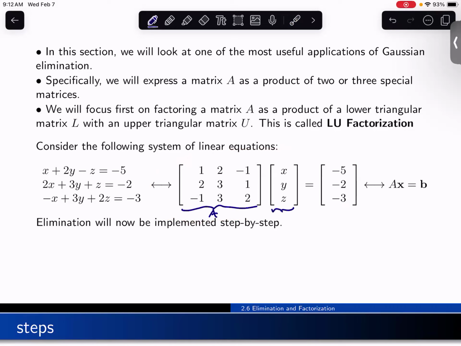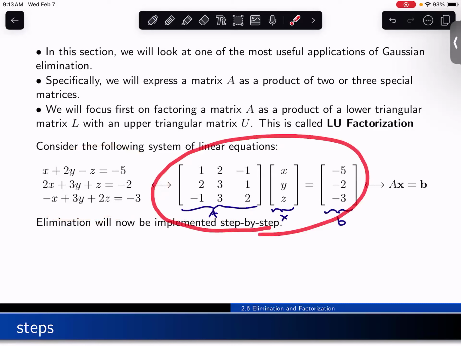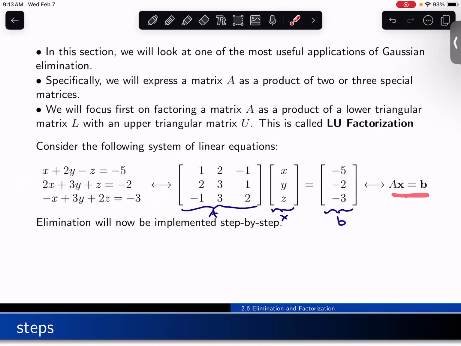This 3x1 vector is going to be our X. And then this is going to be equal to this 3x1 vector B. So this linear system of equations really can be expressed as this matrix product, AX is equal to B.